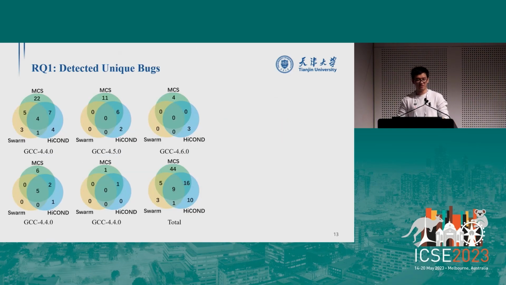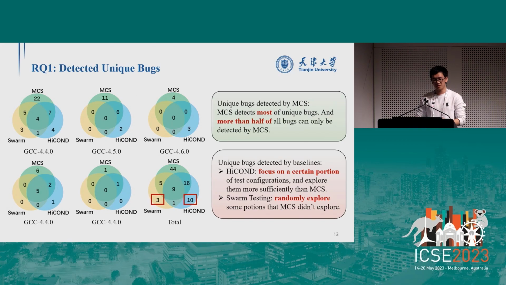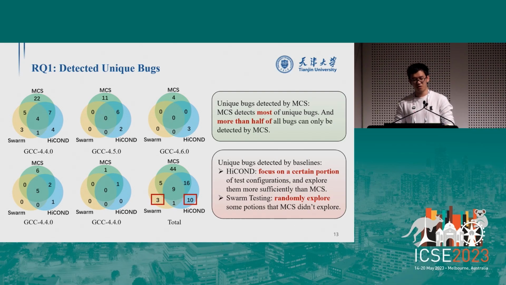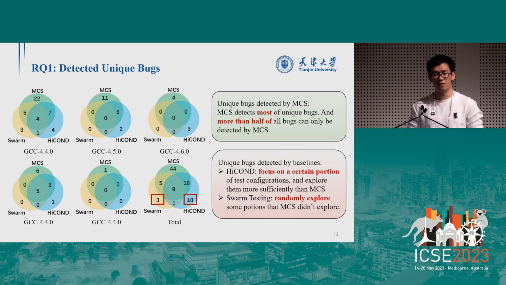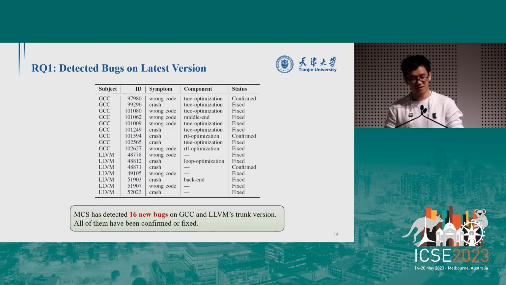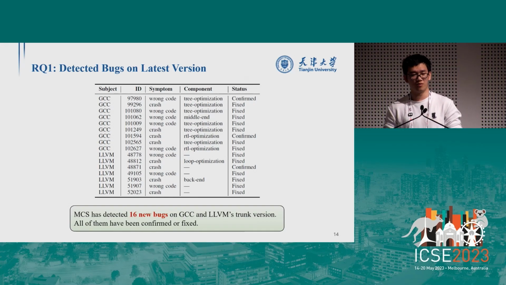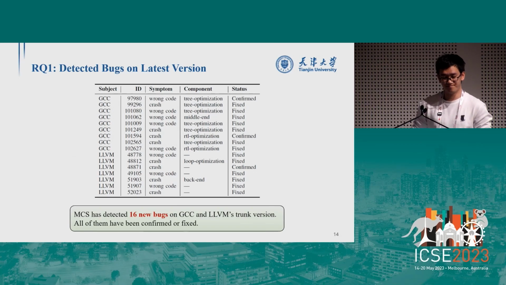And we also evaluate the number of unique bugs. We can find that MCS detects most of the unique bugs, and more than half of the bugs can only be detected by MCS. But we can also find that some unique bugs can only be detected by baselines. That may be because the baselines focus on a certain portion of the test configuration and make further exploration on it, and some baselines may explore some regions that MCS didn't. And MCS has also detected 16 new bugs on GCC and LLVM's trunk version, which demonstrates the effectiveness of MCS on the latest version of compilers.